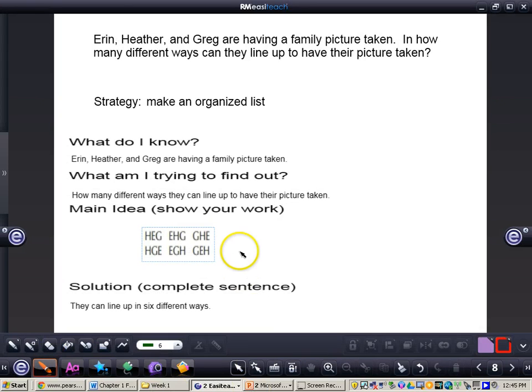And if you're not quite sure how I got the answer, this is how you could have set it up with your organized list. You can have Heather, Aaron, Greg, and so on with your organized list. So this would be a way to create that organized list.